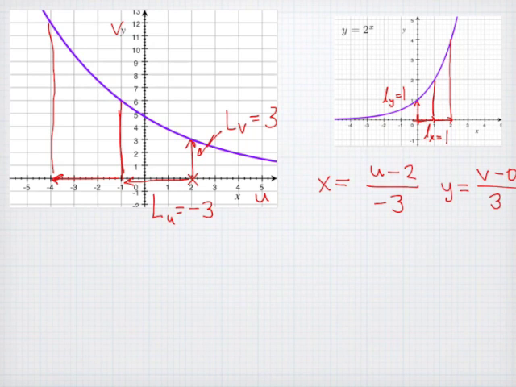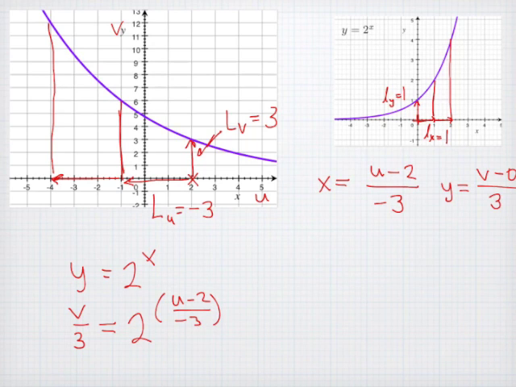Now, we haven't been doing anything with these other length scales because for both of our examples so far, those were both 1. So what we'll do is we'll take our function, y equals 2 to the x. I need to draw, don't I? Y equals 2 to the x, and we're going to use our transformed variables. Y is equal to v over 3, and we'll replace x with our transformed coordinates u minus 2 over -3.